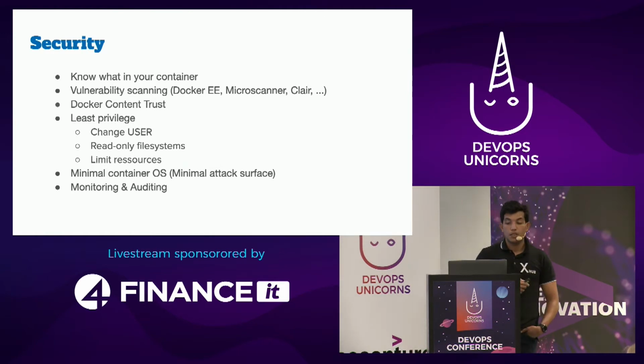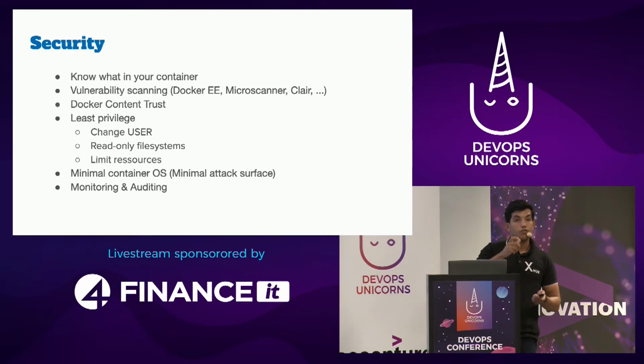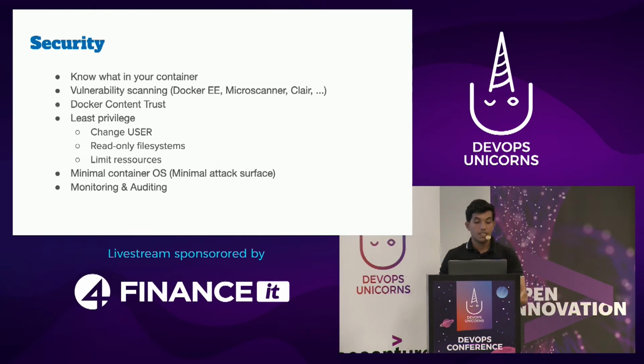Also, running our file system as read-only, so an attacker cannot modify files or save a malicious script inside our container. And finally, limiting the resources that can be used by a process to avoid some kinds of attacks. Also, as explained previously, having a minimal container OS helps to reduce the attack surface. And finally, having monitoring and auditing tools in place helps to detect unusual behavior and trigger alerts.